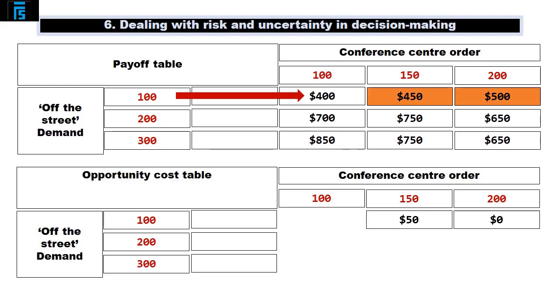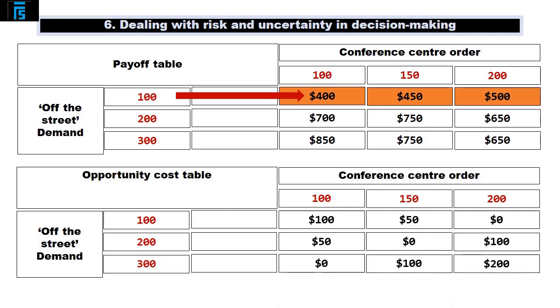If it turns out off-the-street demand was 100 and Jack had accepted an order for 100 sandwiches, he would have secured a contribution of $400 rather than the $500 he would have gained if he'd agreed to supply 200. In other words, 500 less 400 is $100 lower than the optimum, or $100 opportunity cost or regret from having chosen the wrong decision in hindsight. If we repeat this process for off-the-street demand of 200 and 300, in other words the other two rows in the table, we will have completed Jack's opportunity cost table.